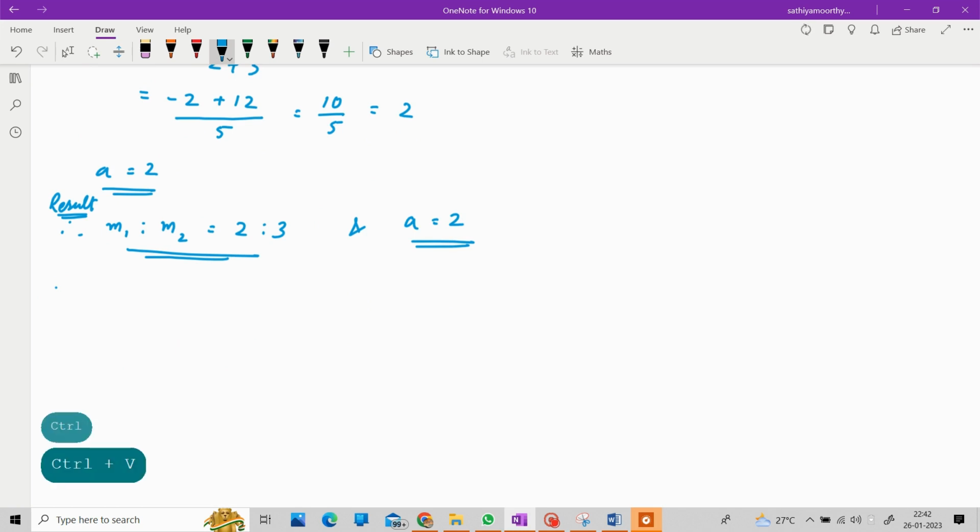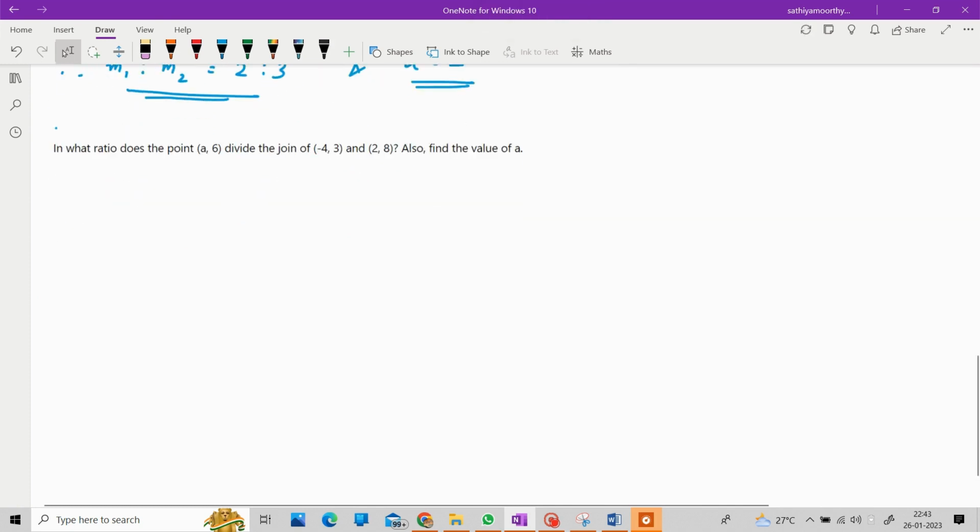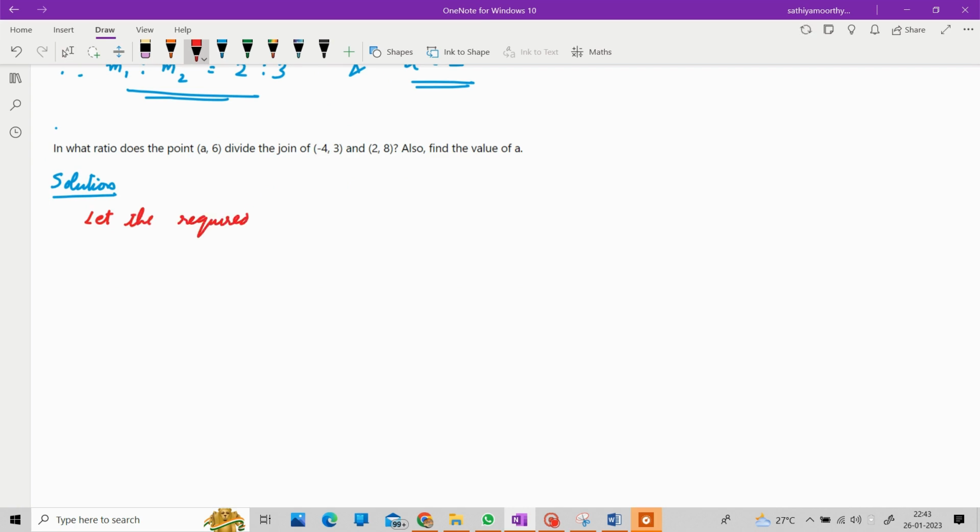Now in this problem, in what ratio does the point a comma 6 divide the line joining minus 4 comma 3 and 2 comma 8? Also find the value of a. So let me proceed. Now the ratio, let the required ratio be m1 is to m2. This m1 is to m2 we have to find out.